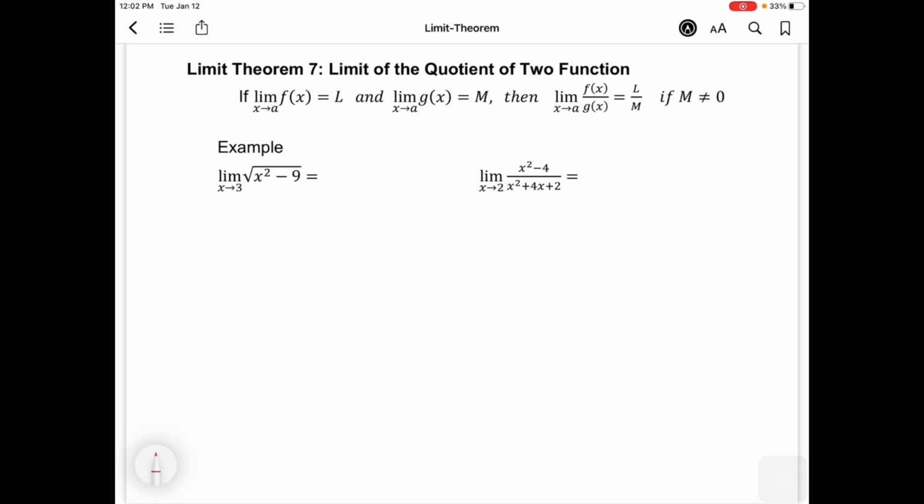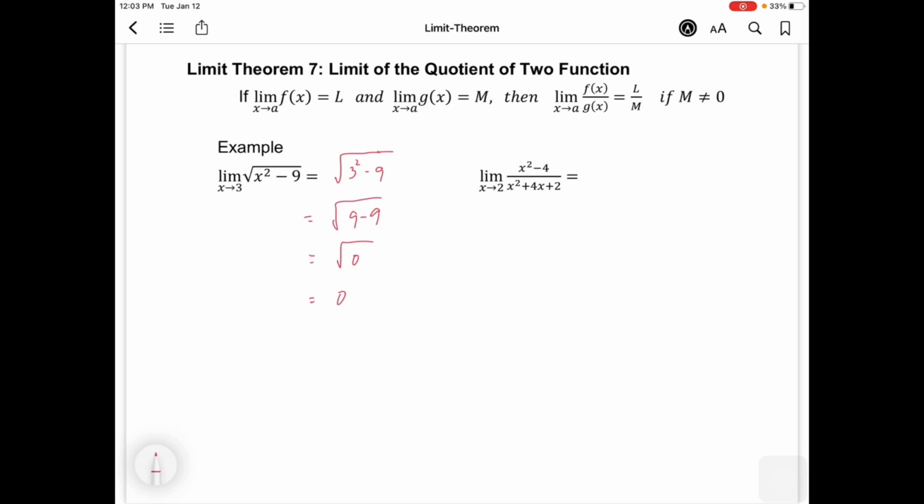Example, we have here the limit of the square root of x squared minus 9 as x approaches positive 3. So, what we will do here is substitute. We will have the square root of 3 squared minus 9. This will be equal to the square root of 3 squared is 9, minus 9. So, the square root of 0. The square root of 0 is still 0 as the answer.